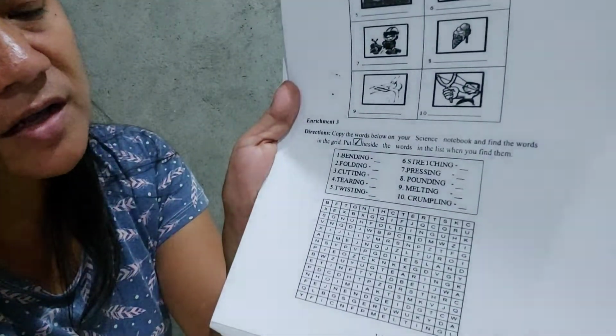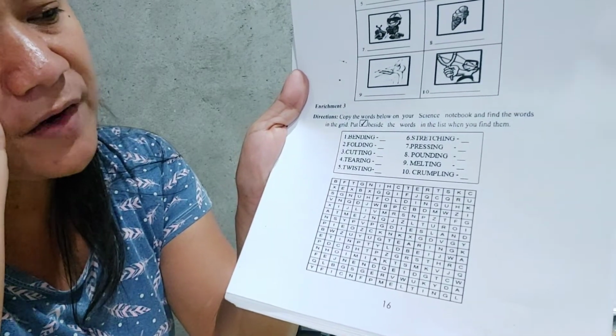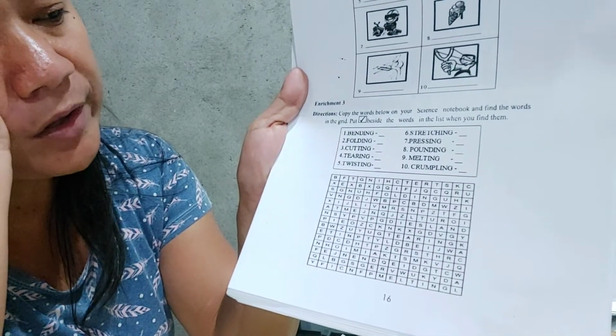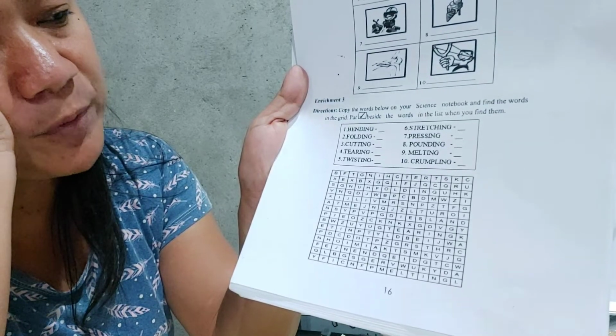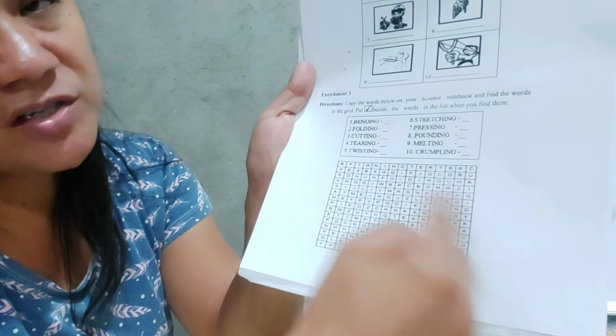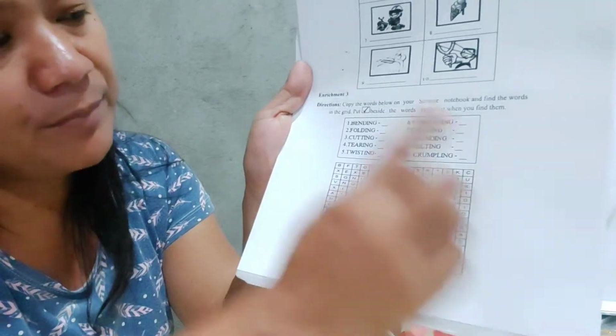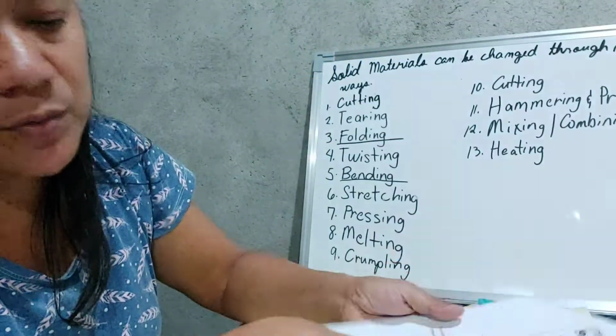You can also answer the enrichment 3. So, just find the words inside the grid and put a check after you find them. So, after you find them, just shade the word inside the grid and put a check after finding those words.